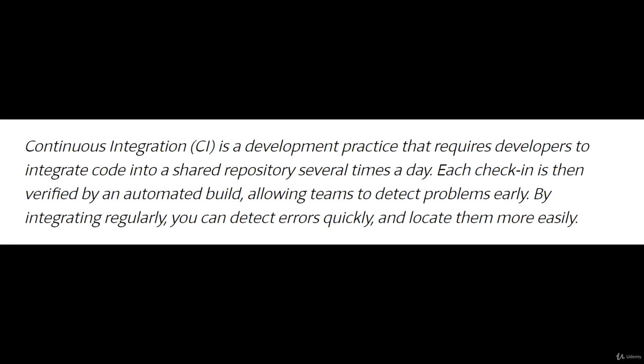Continuous integration is a development practice that requires developers to integrate code into a shared repository like GitHub, CodeCommit, GitLab, Bitbucket, or whatever, several times a day. Each check-in is then verified by an automated build, allowing the team to detect problems early. By integrating regularly, you can detect errors quickly and locate them more easily.